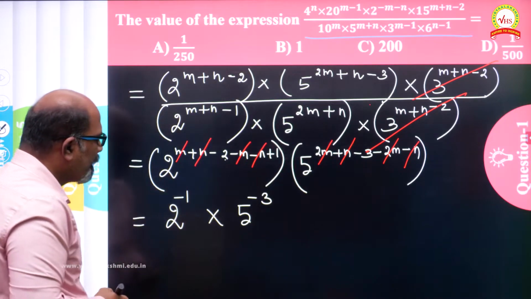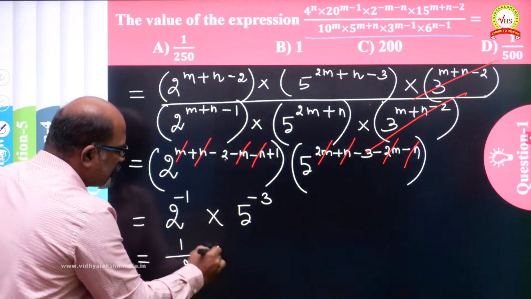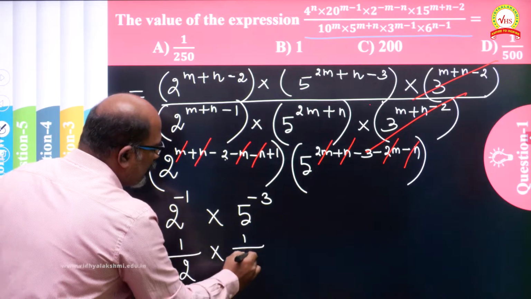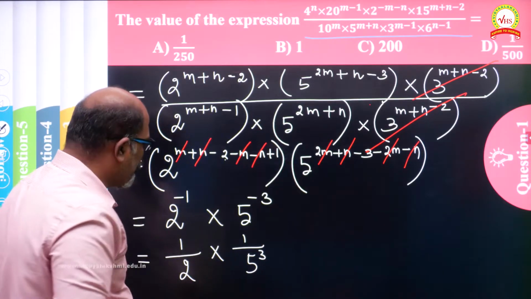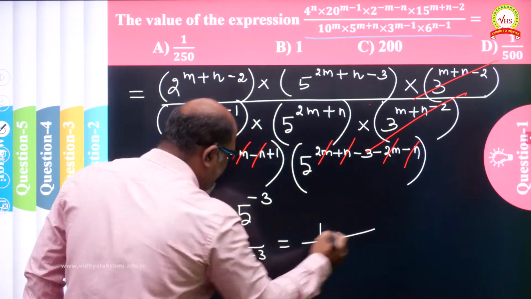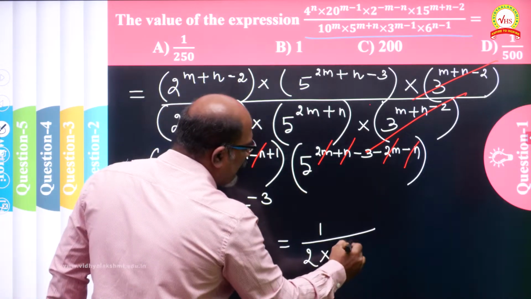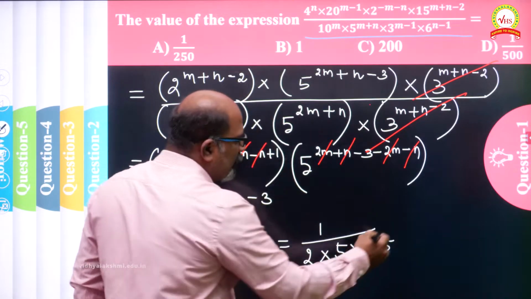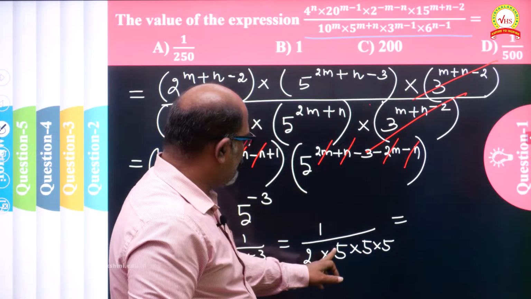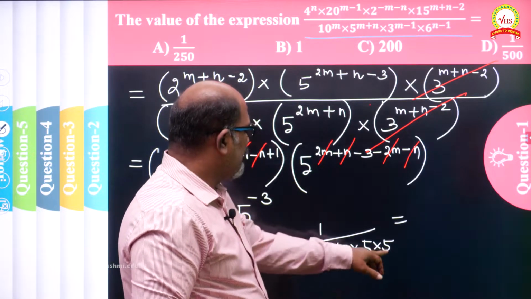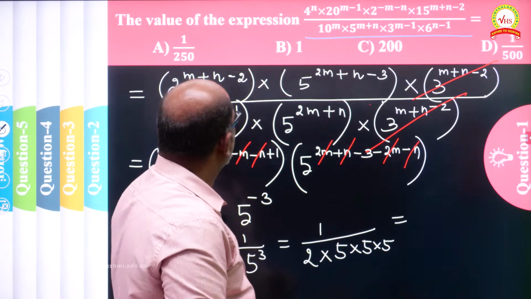Yes, very good. But you all know that 2 power minus 1 can be written in the form of 1 by 2, and 5 power minus 3 can be written as 1 by 5 cube, because of the application of the rule of negative exponent. So followed by 1 by 2, and 5 we have to multiply 3 times, 5 multiplied by 5 multiplied by 5. So 2 fives are 10, 5 fives are 25, 25 into 10 you will have what? Yes, 250.